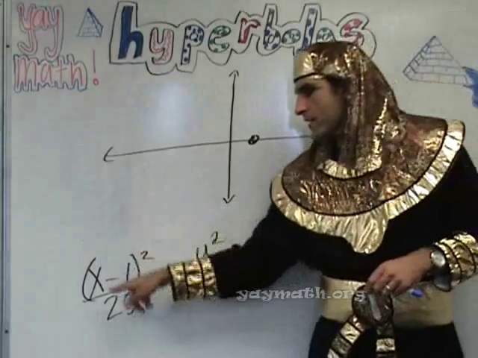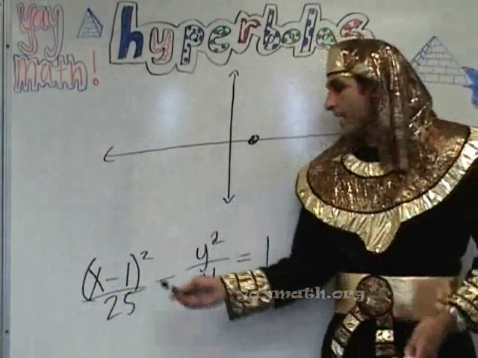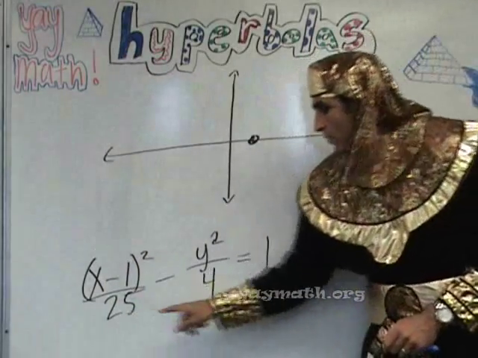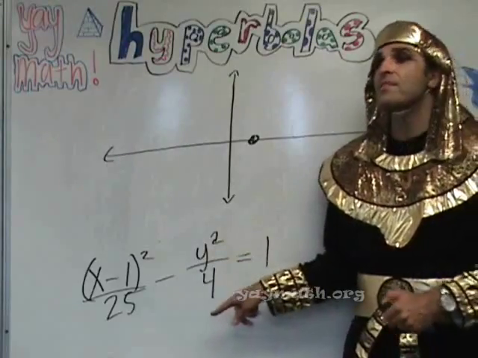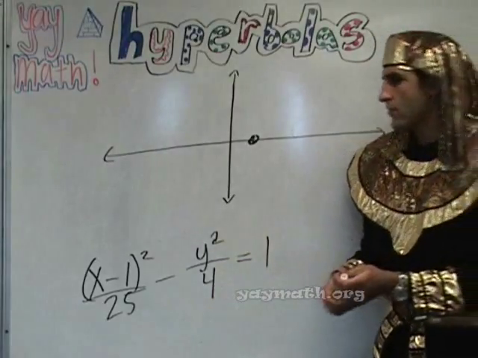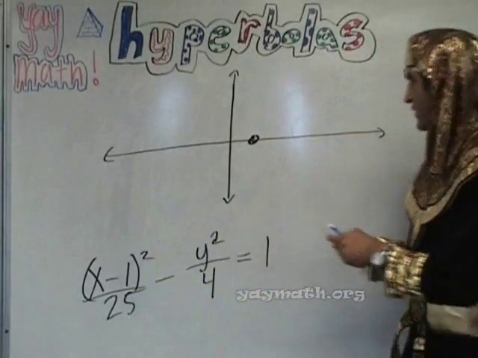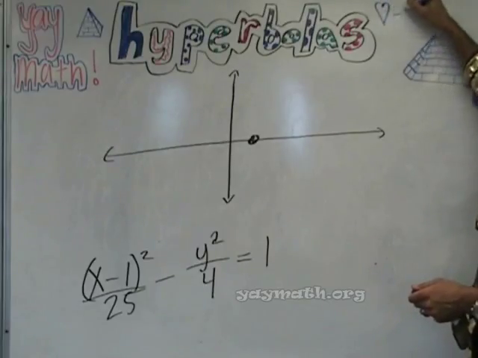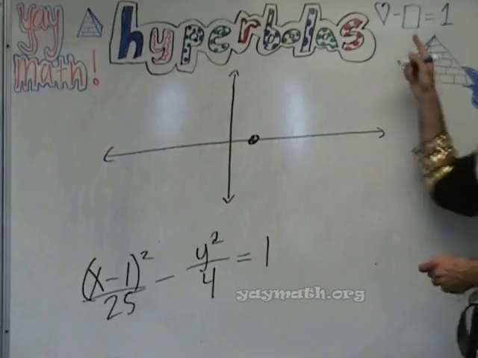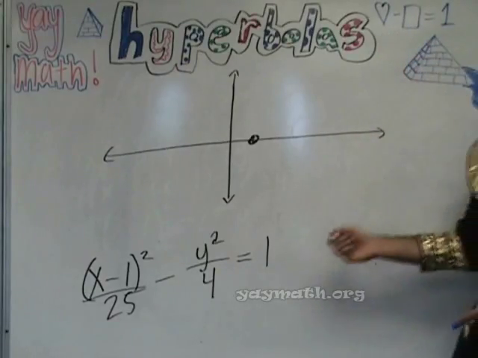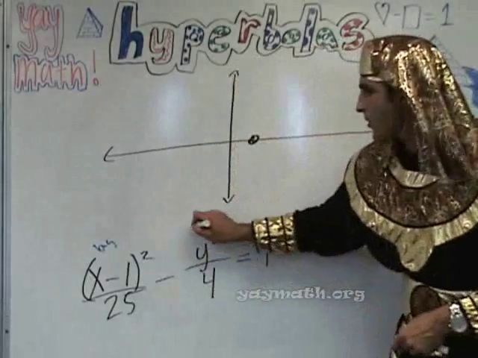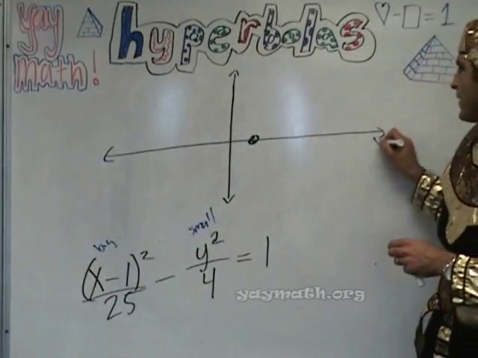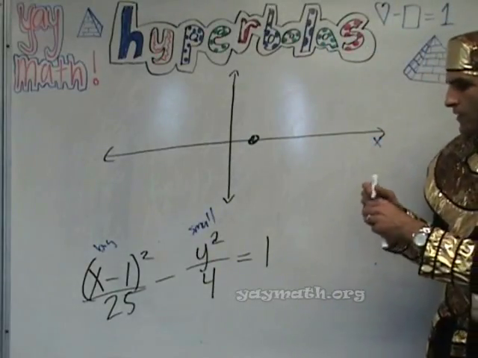How do you know it opens left and right based on this? The x component is bigger. Even if 25 were under y, it would still open left and right, because you have to subtract it, and the bigger number has to be in front. If we were to say heart minus square equals 1, by definition, which one's bigger, heart or square? Heart. So this component is bigger and this component is smaller. The bigger component is x, and since x is a left or right thing, we open left and right. Okay, so how far left and right do we go?